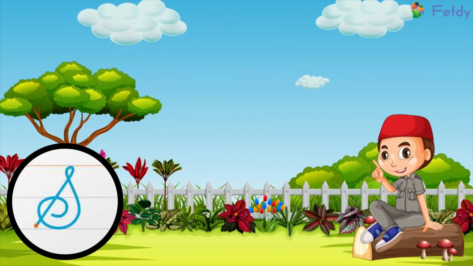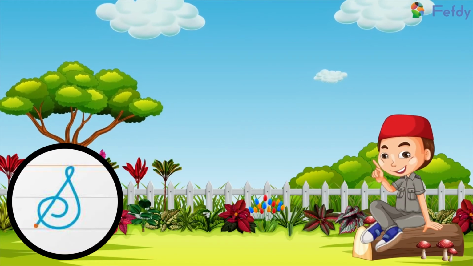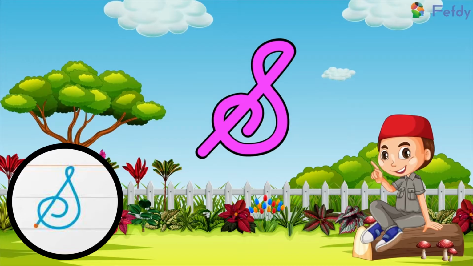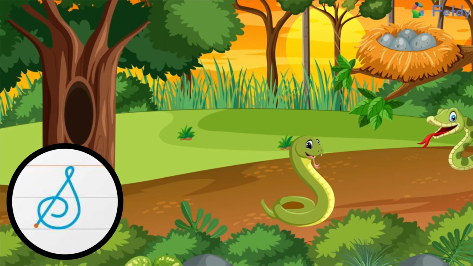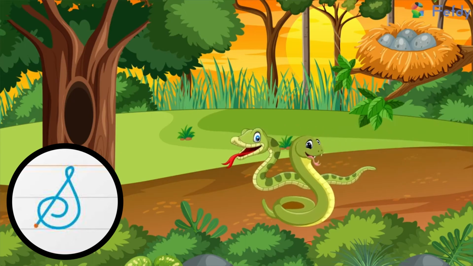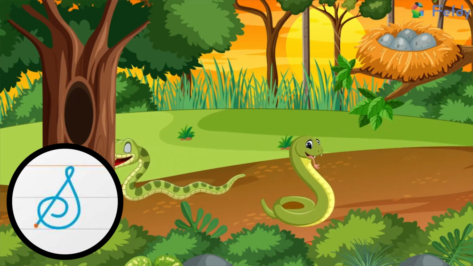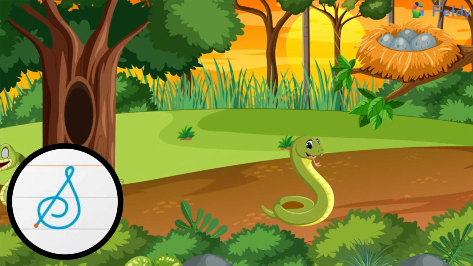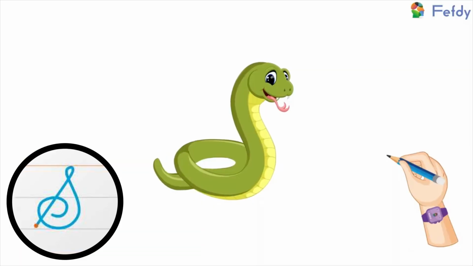Let's learn how to write the cursive capital letter S. Have you ever seen a snake lifting its head from its coiled position? Have you noticed how it looks? It looks like the capital letter S. Let's see how we can write the letter S in cursive by looking at the snake.